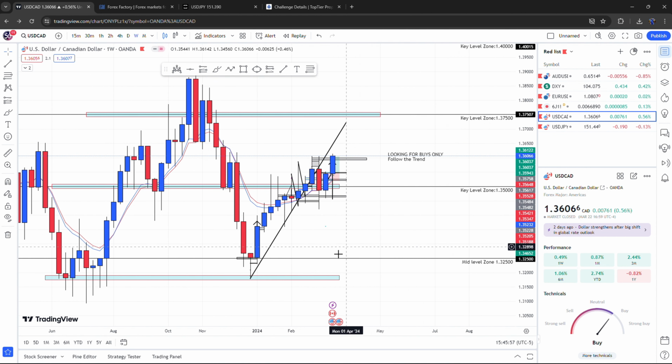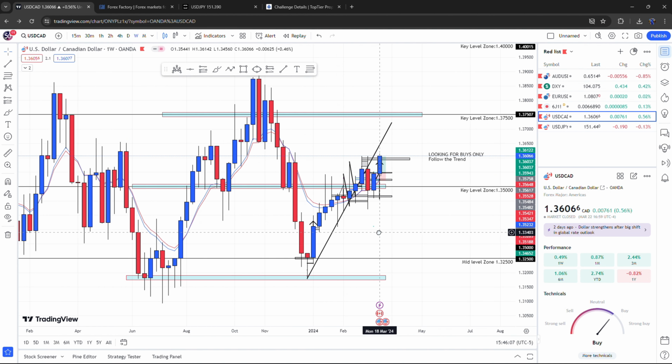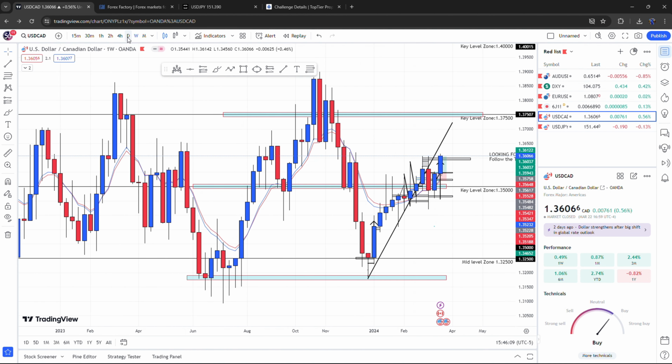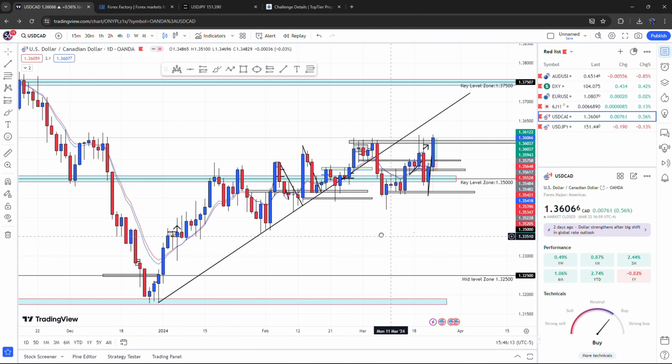And when I like to analyze the markets on Sunday, I always start off with the weekly so I can get a good general direction of where price is going for the week, and then I'll move on to the daily time frame so we can get a closer look.